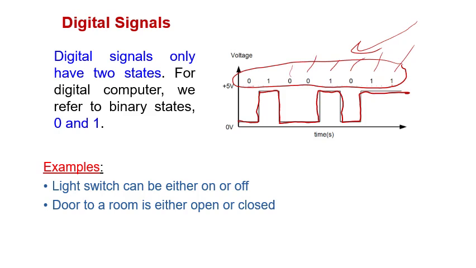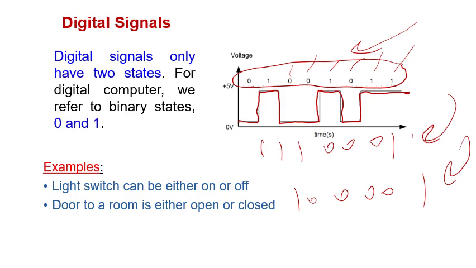Maybe it's going to be followed by 1, 1, 1, 0, 0, 0, 1. So it's different data. Maybe it's going to be followed by 1, 0, 0, 0, 0, 1. So the data, or the change in data, is going to be seen by the arrangement of ones and zeros. He's giving here an example: a light switch can be either on or off.